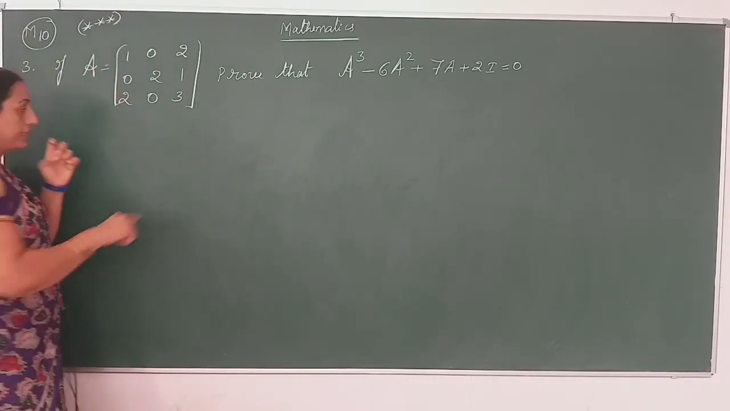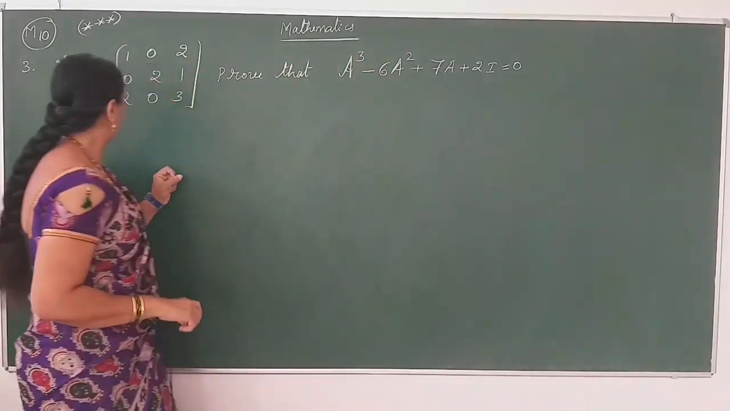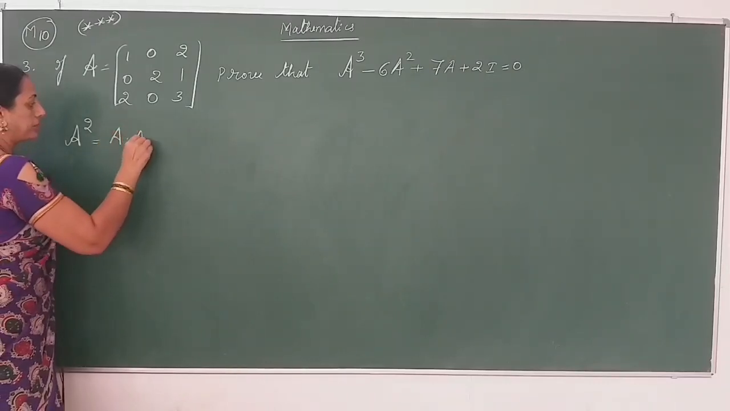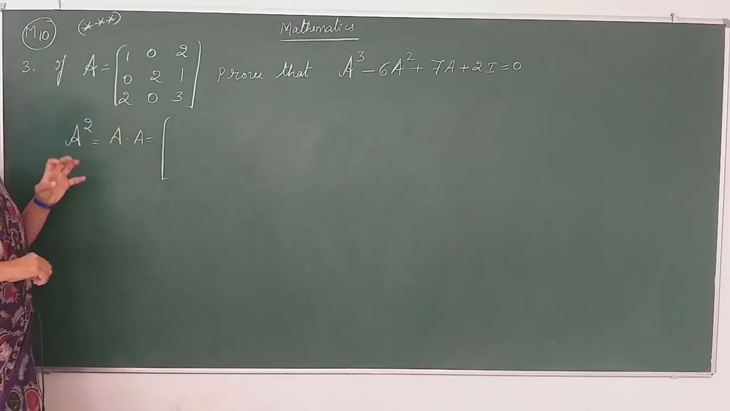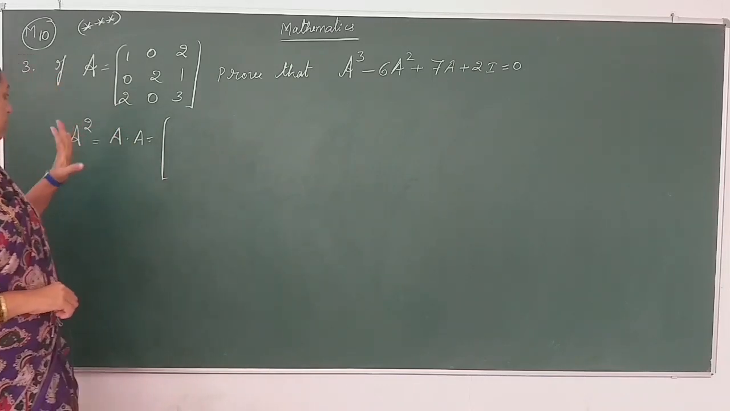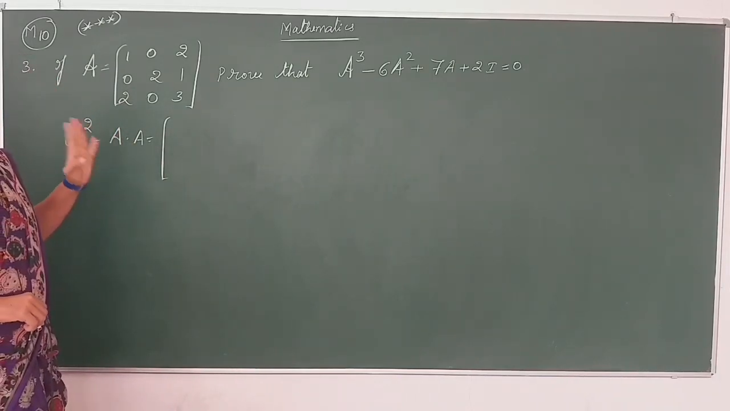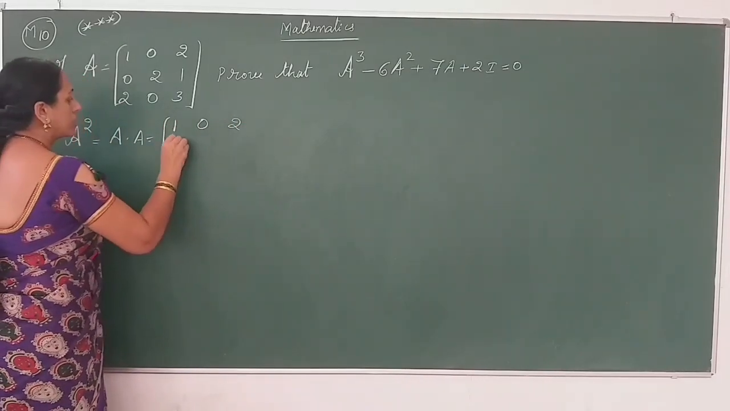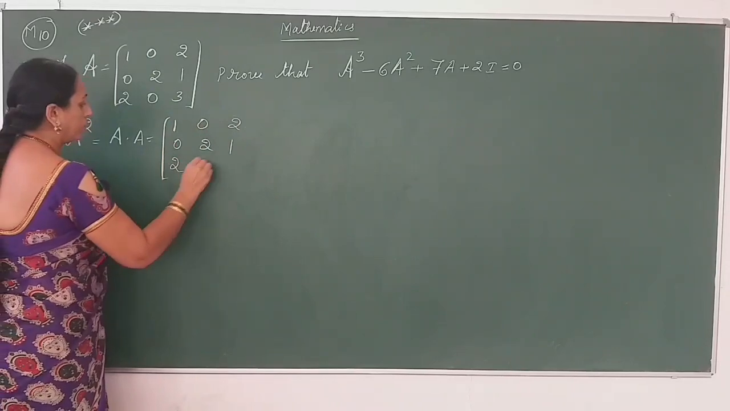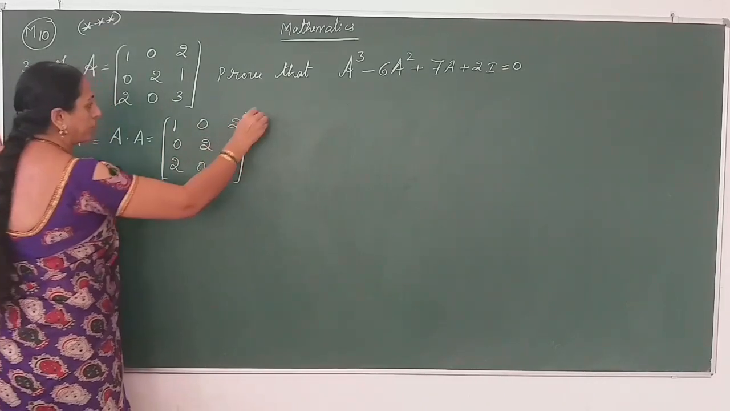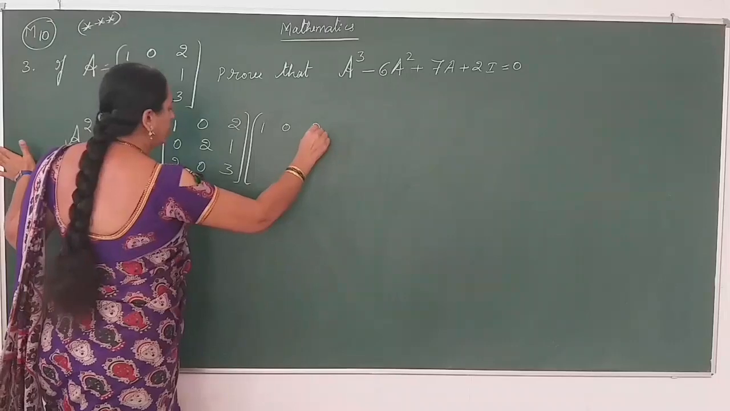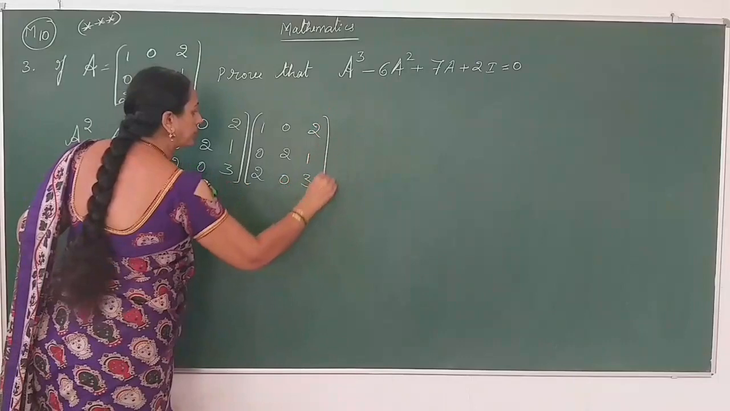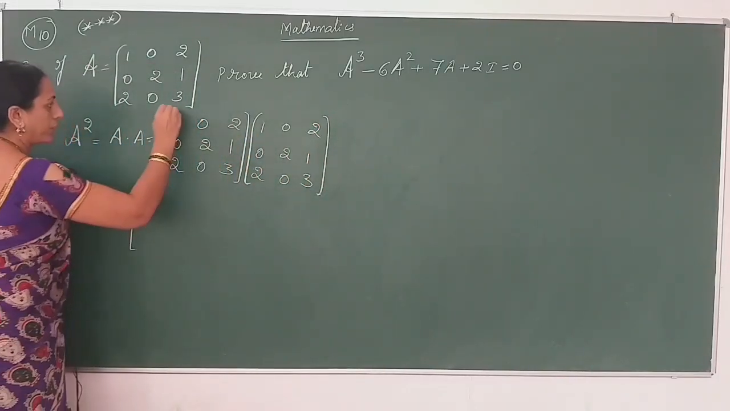Now first we'll find A cubed and A squared. A squared can be written as A into A. A multiplied two times is nothing but A squared. A cubed means A squared into A. So the elements are [1 0 2; 0 2 1; 2 0 3] into [1 0 2; 0 2 1; 2 0 3]. So multiply the corresponding elements.